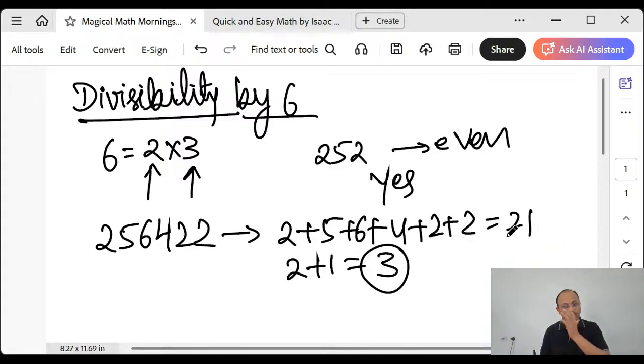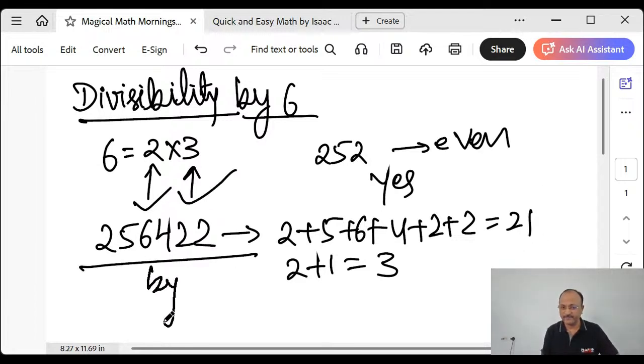Okay, and for us to check the divisibility, this is okay. But the concept of digital sum is you keep on adding all the digits until you get the final single digit number. Now 2, 5, 6, 4, double 2. First check: is it an even number? Yes. So the first condition is fulfilled. Second condition: is it divisible by 3? Yes, 21 is divisible by 3. So this is divisible by 6.